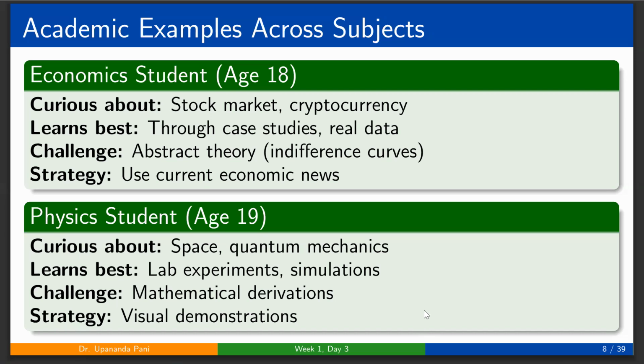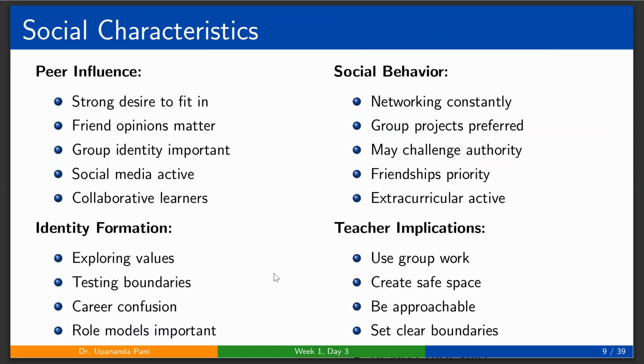Similarly, you can see how it is difficult and what are the different challenges when we are teaching different age group of students. Now, coming to social characteristics, the peer influence basically, you can analyze they will be having peer influence, so strong desire to fit in, right?